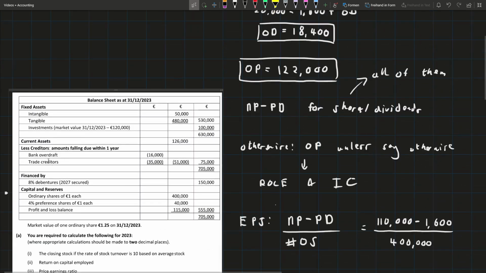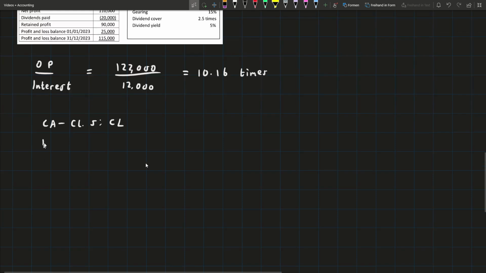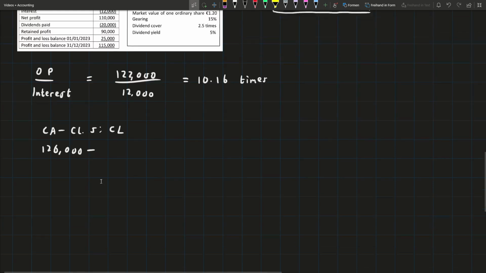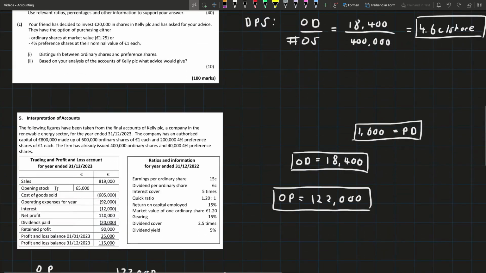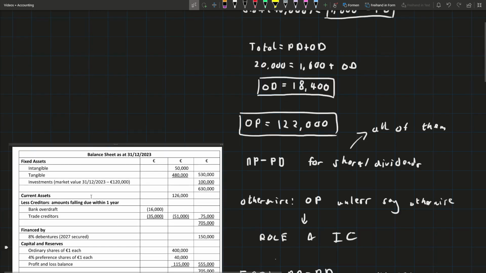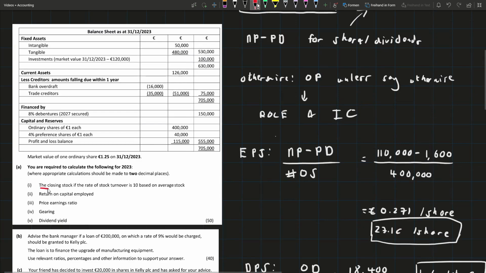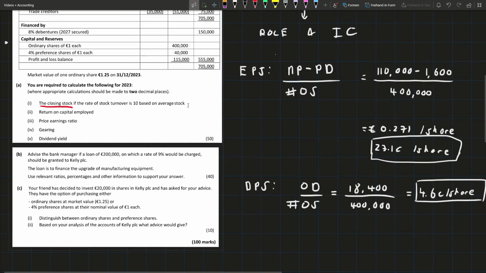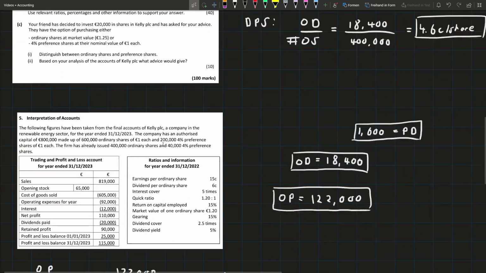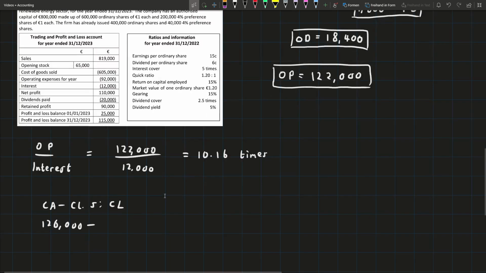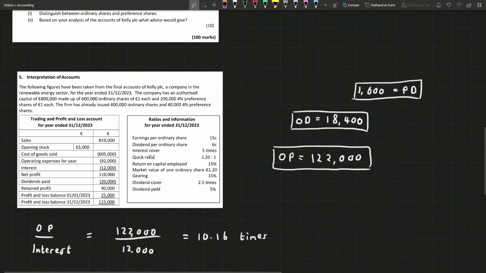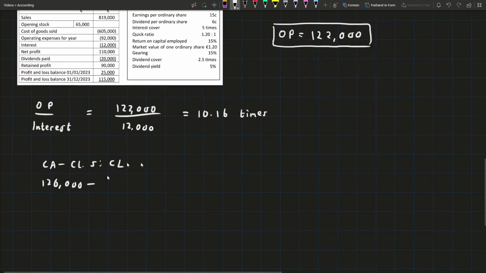So, current assets are 126,000, minus the closing stock. Opening stock, cost of goods sold. I'm not seeing closing stock here, and the reason is because they ask us to figure out what closing stock is, given the stock turnover. I'll go through that formula. Actually, no, I won't, because it's a little complicated. We'll go through these first, and then I'll come back to this one. It's unfinished.